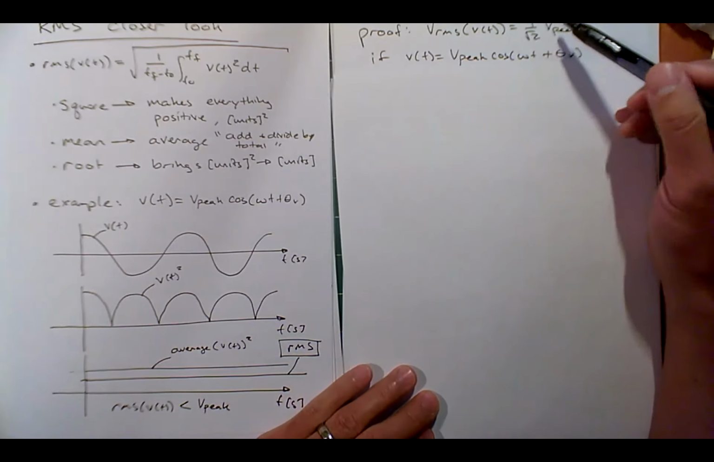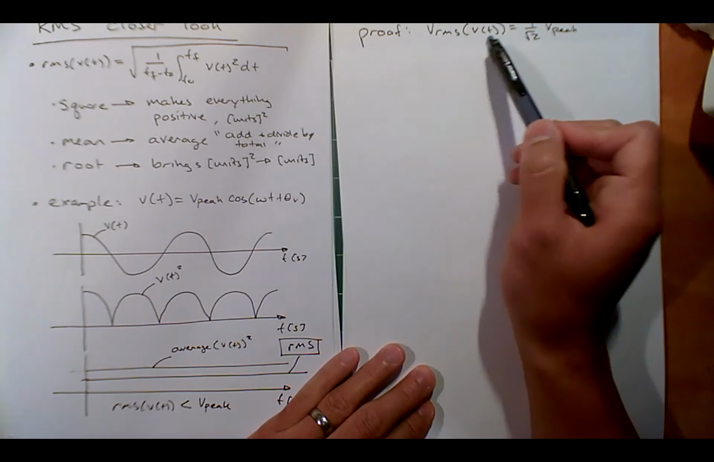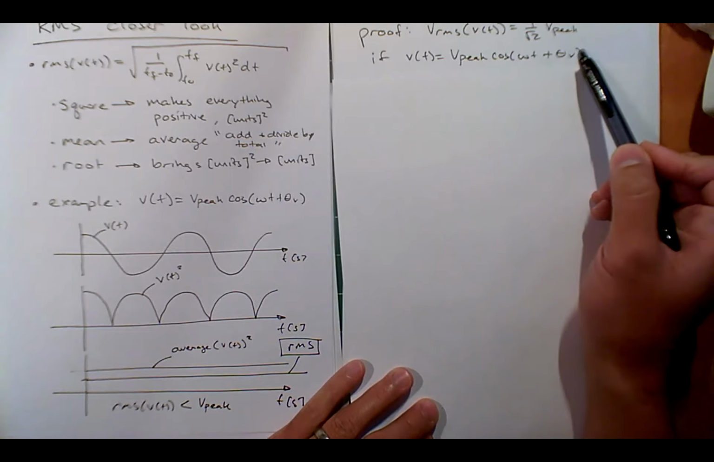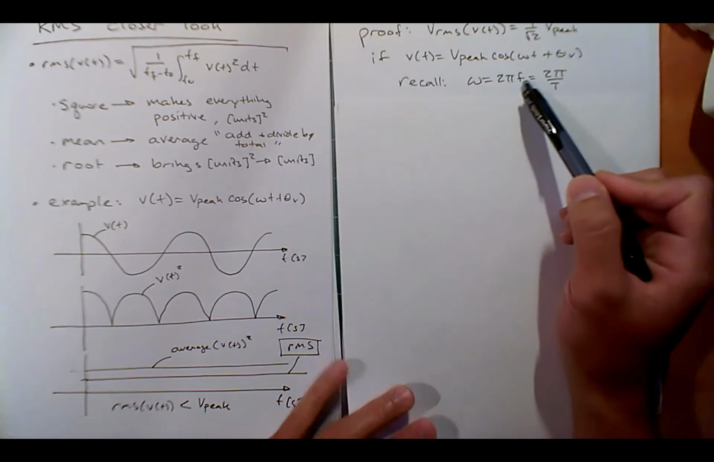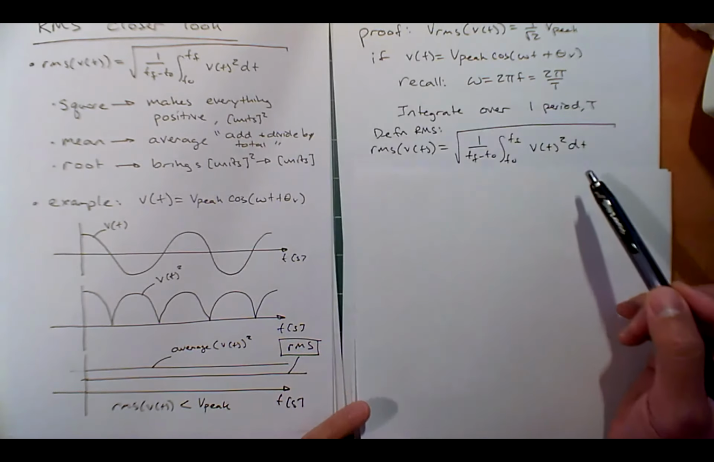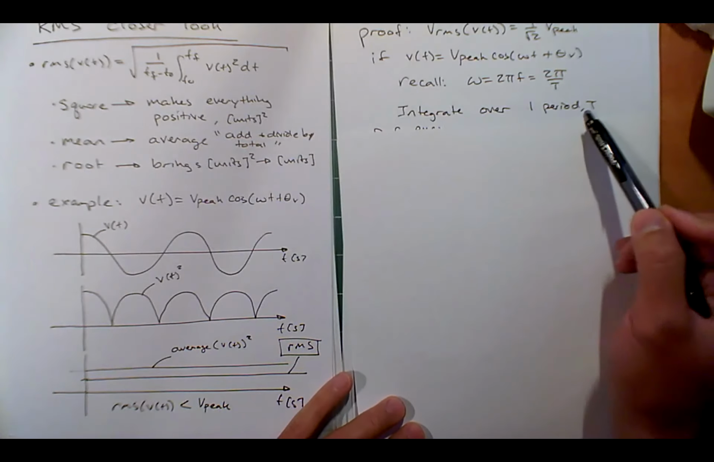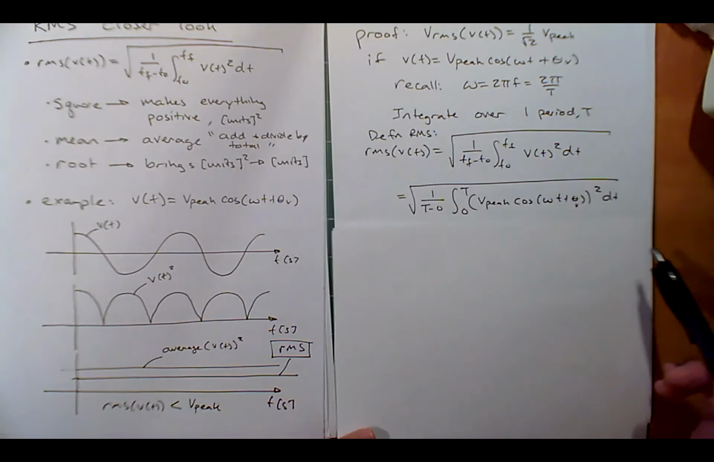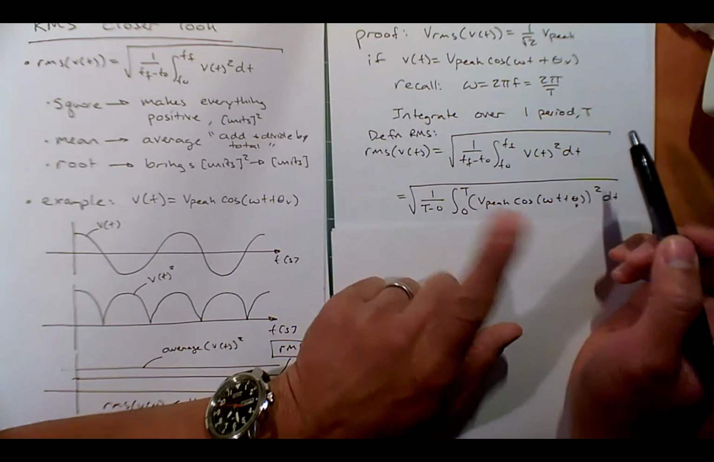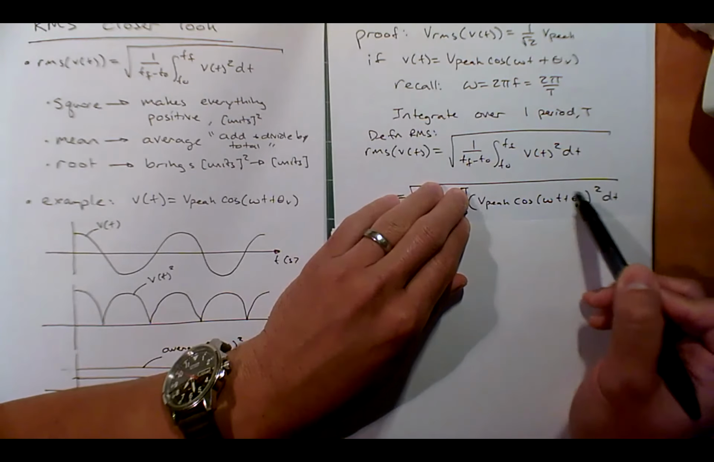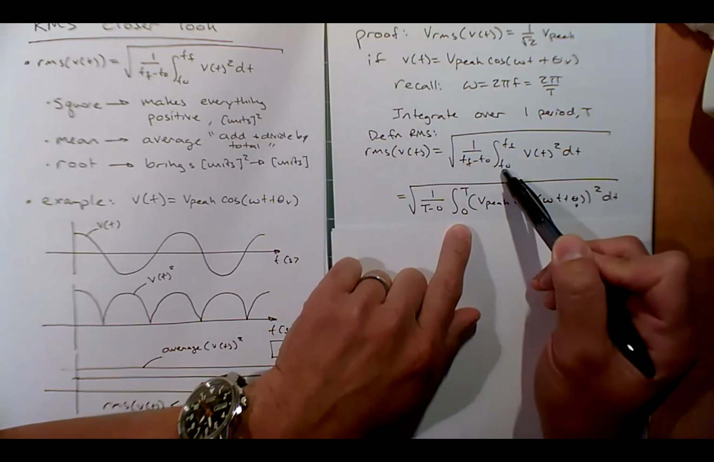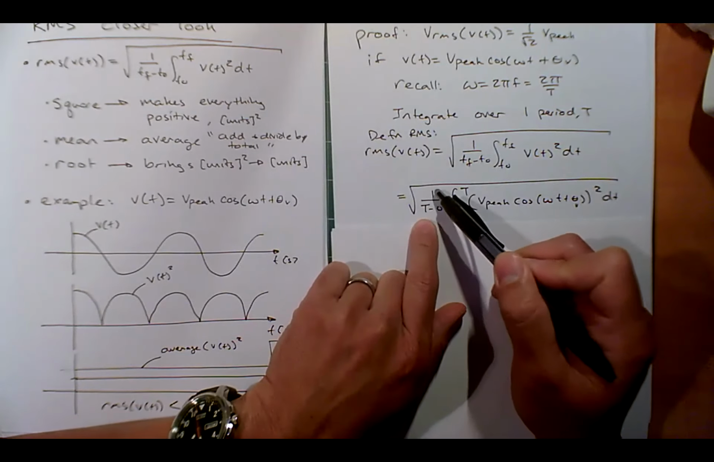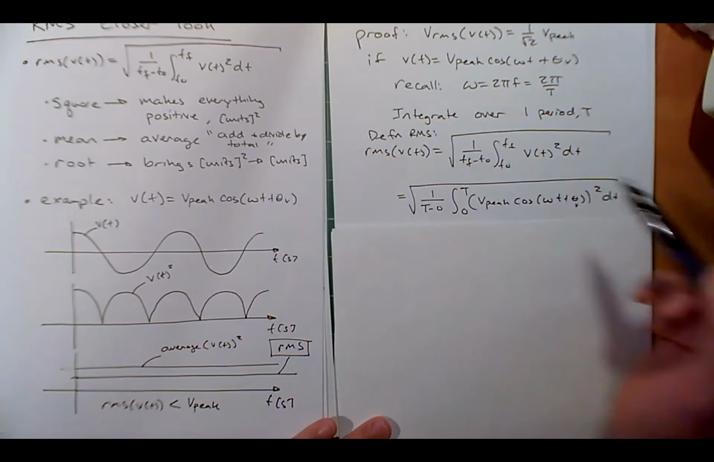Let's show ourselves that the RMS of v of t is 1 over root 2 times the peak. Here's v of t, the general form. Recall that 2 pi f equals 2 pi over T. We're going to integrate over one period, because that's good enough. So put the definition here, and we have to be careful. v of t is Vp cosine of omega t plus theta v, with t0 equal to 0 and tf equal to capital T. So we have 1 over T, integral from 0 to T.